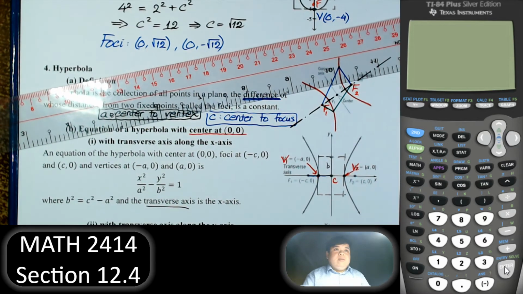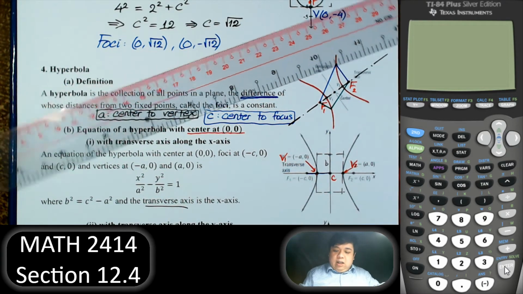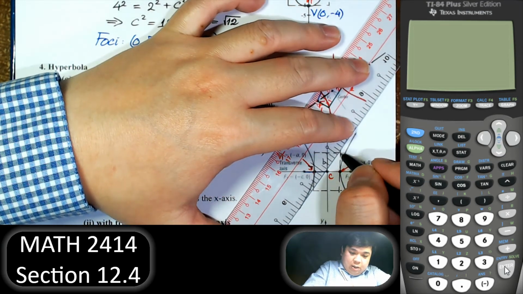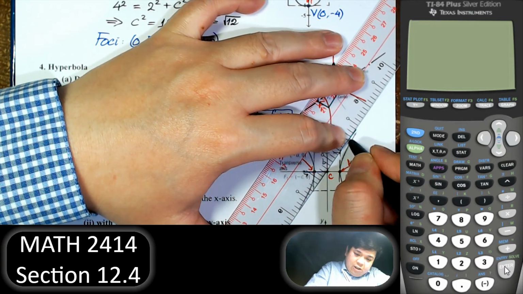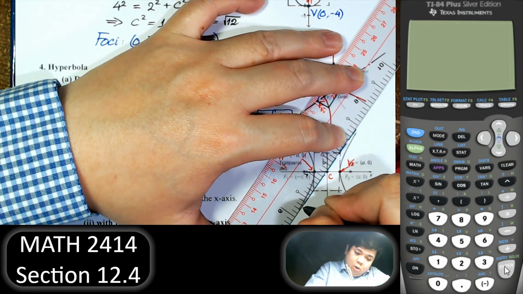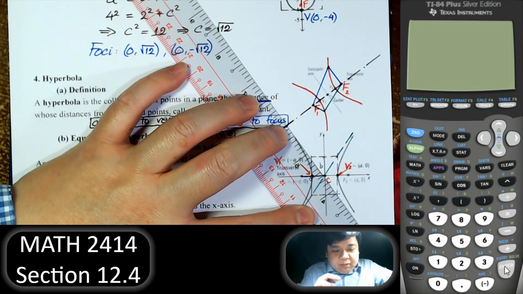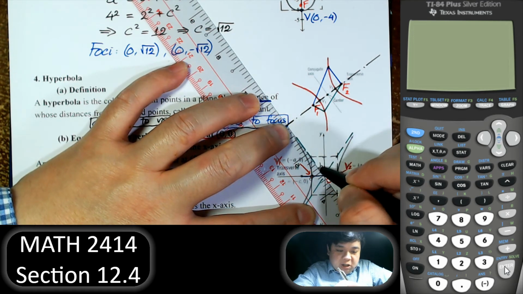So we have the box. B up and down, A left and right. Now the ellipse will fit inside the box, but for the hyperbola we will have two lines here, called the asymptotes of the hyperbola, that go through the diagonals of the box.